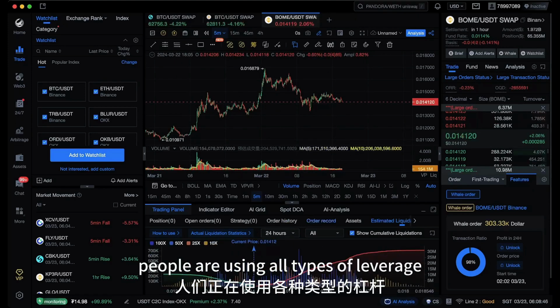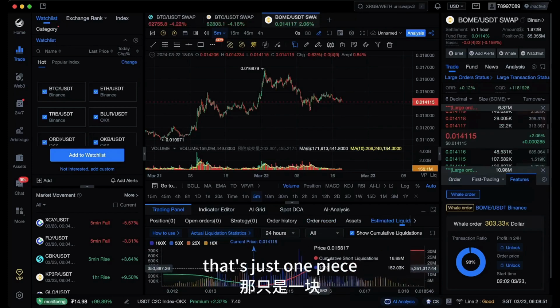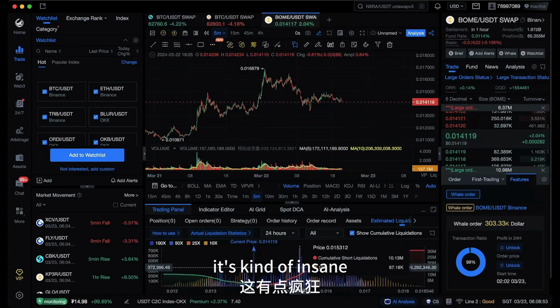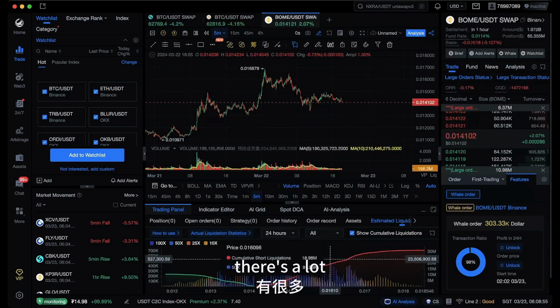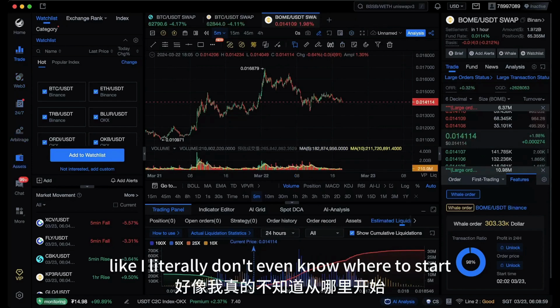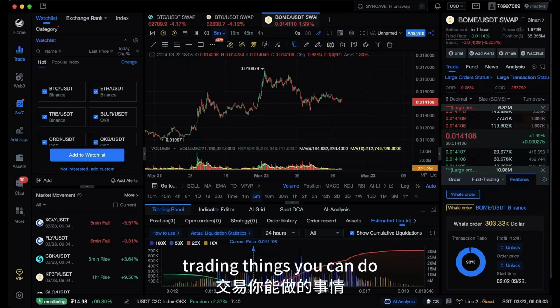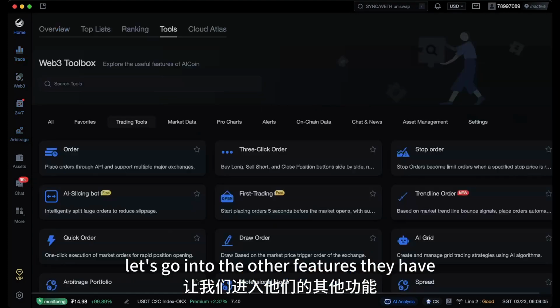Let's go look at it a little bit more zoomed in, 24 hour, and make the assumption that people are using all types of leverage. You can see here, again, it's like 0.153. That's just one piece of the information that this gives you. It's kind of insane. There's a lot of other things here too, but I literally don't even know where to start. Let's just go back to the home.